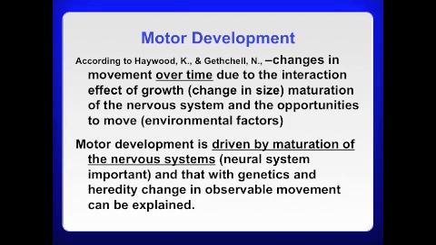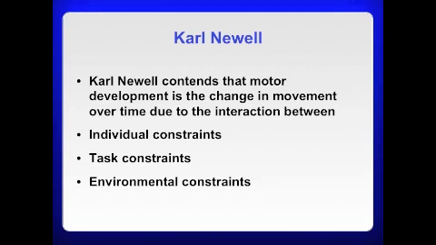One of those things that needs to be stimulated was developed by Karl Newell, and it is these 3 constraints that need to happen. There's individual constraints, task constraints, and then environmental constraints. These 3 play into what the child is able to do for their motor development.